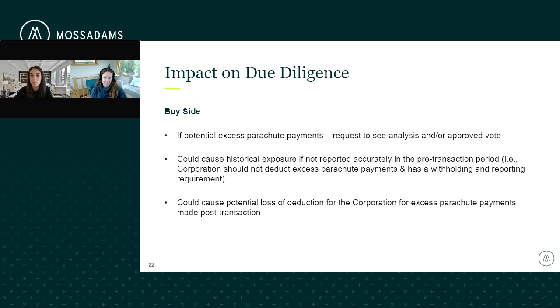So in the pre-change period, if it's not reported accurately, then the company is likely going to deduct those payments. And then that can trigger some historical exposure for the tax that should be paid on that amount if they were not allowed a deduction to the extent that there are excess parachute payments. There's also, as Sami mentioned, a withholding and reporting requirement. And so there can be some exposure there as well. And then sometimes there are even parachute payments that are potentially made post-transaction. Like I said, maybe there's someone that's terminated and it's severance and then that triggers it. And that could be a loss of a deduction even in the post-change period for the corporation. So the buyer is going to want to think about all of that and consider that as part of that due diligence process.